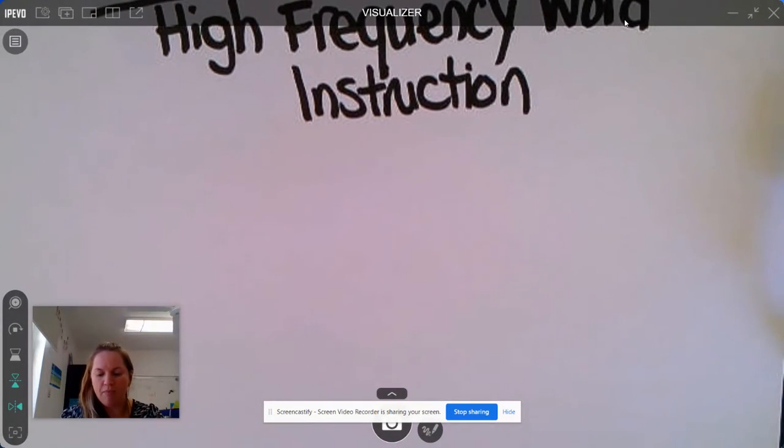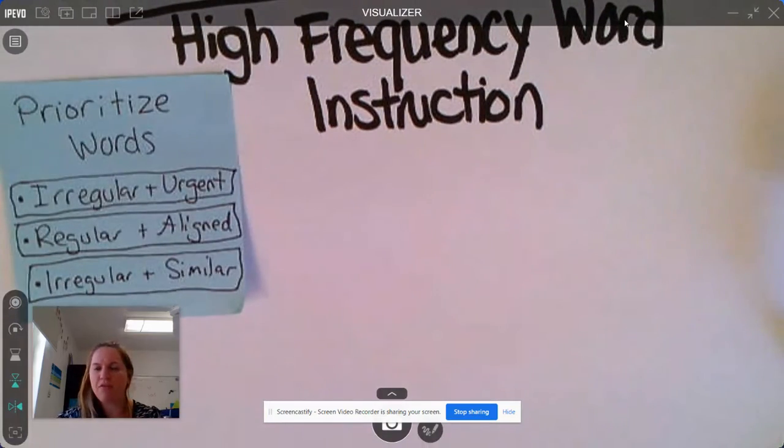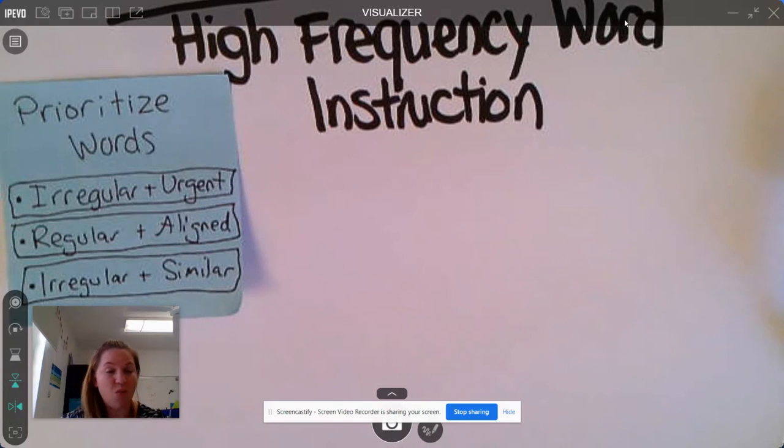I've got a couple recommendations, and then I'm going to explain one of them and do a little bit of an example of what it could look like. The first one with high frequency word instruction is prioritizing the words. We have word lists that come with each grade level that we assess throughout the year, but you might find that there's other words that you want to prioritize before they get to that part.